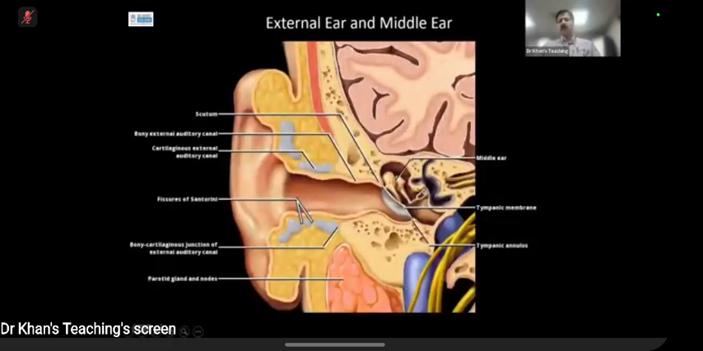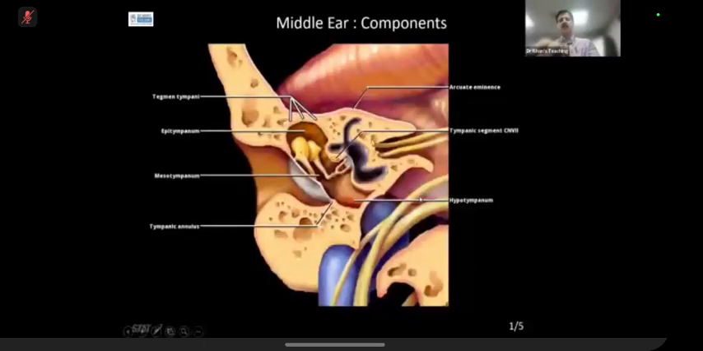Now, coming back to this anatomy, this is the tympanic membrane, this is the inner ear, and this is the middle ear. Now we have to concentrate on the middle ear, but look at the surrounding structures. This is the internal auditory canal, and the nerves are coming in. This is the lateral semicircular canal, the superior semicircular canal, the vestibule, and part of the cochlea. Now look at it. These are the ossicles: the malleus, the incus, and the stapes.